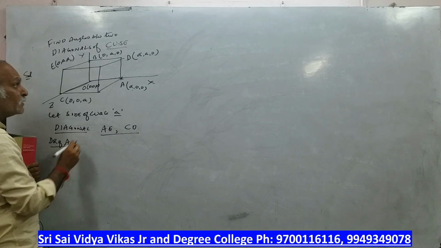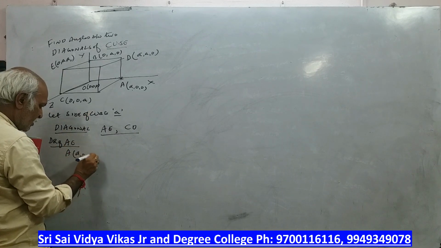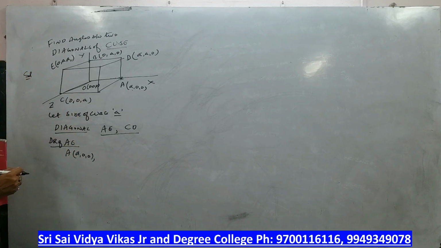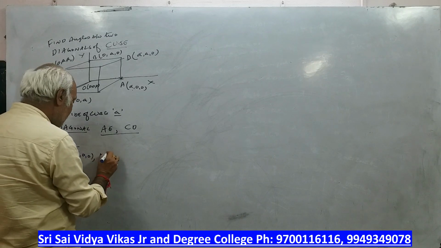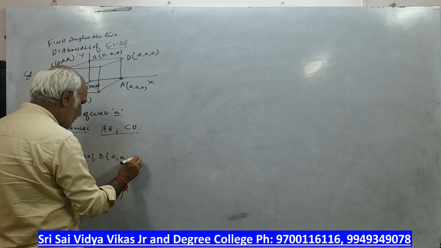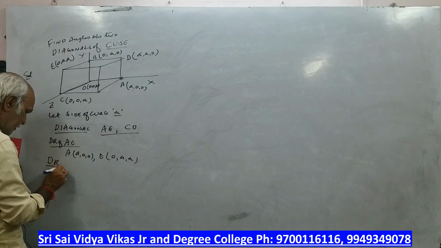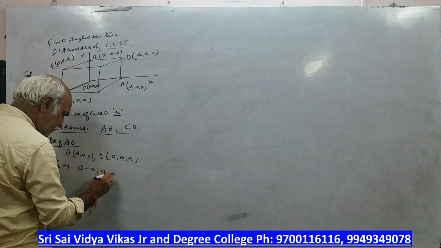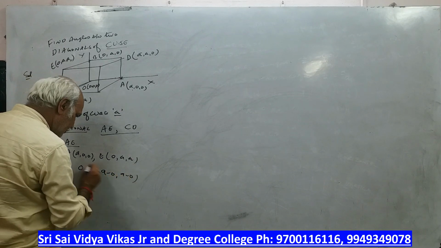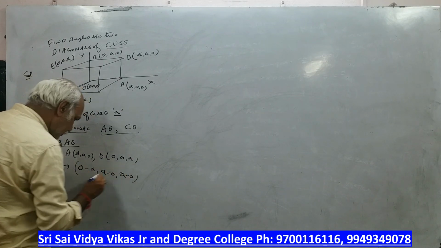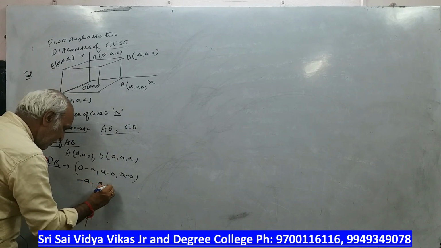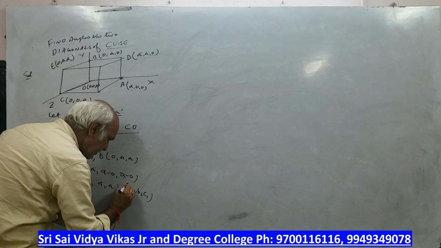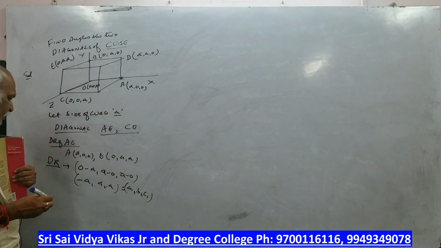Now the DRs of AE. What are the points? A is (A, 0, 0) and E is (0, A, A). Therefore the DRs are 0 minus A, A minus 0, A minus 0, so this becomes minus A, A, A. This we call A1, B1, C1.